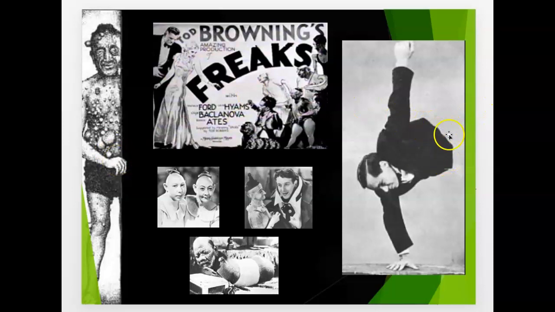This guy didn't have the bottom half of his body. Over here, you can only guess what this is. They were conjoined twins. All right, so it was a lot of different things. And in this picture, you can see a whole bunch of different things. And it was the Browning's freak show.